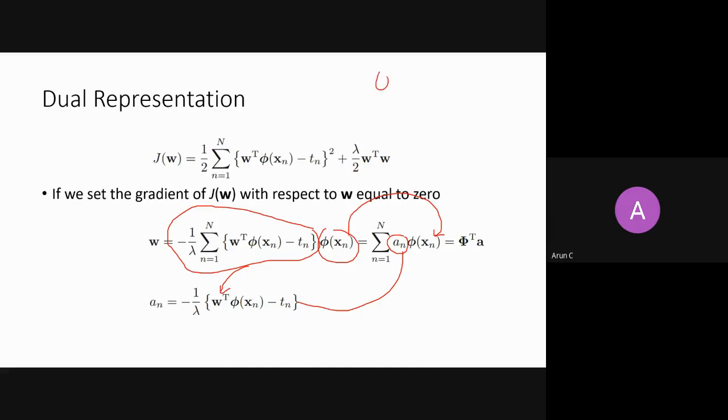So this is your design matrix, where each row is a sample. Sample 1, sample 2, sample 3, sample 4, right? You take a transpose of this phi matrix. So it is column sample 1, sample 2, sample 3, sample 4, right? So it is phi transpose.